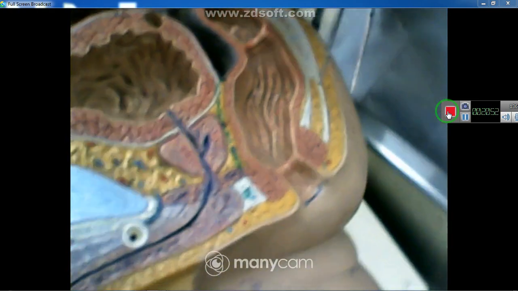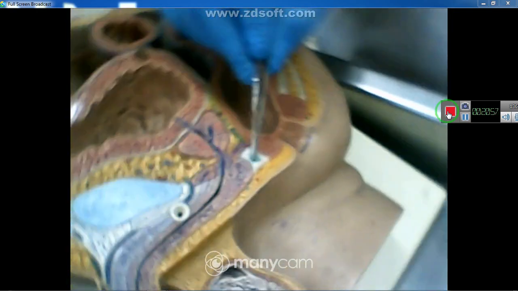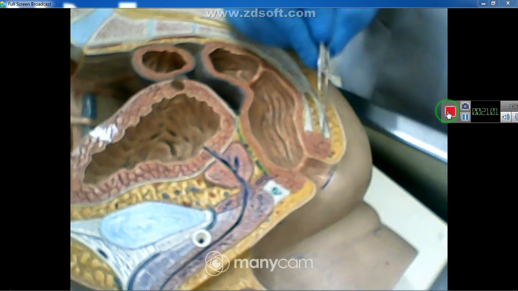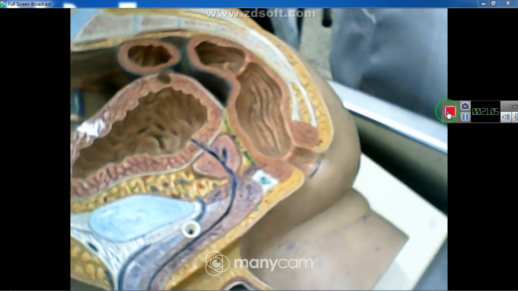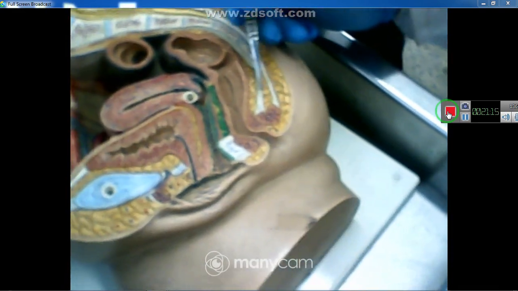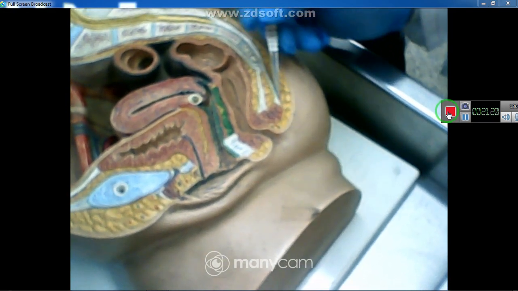More to the outside, the anal canal is related anteriorly to the perineal body and bulb of the penis in male, while posteriorly it is related to the tip of the coccyx. In female, this is the anal canal. It is related anteriorly to the perineal body and vagina, and posteriorly also to the anococcygeal ligament. This is the anococcygeal ligament, and this is the perianal membrane.